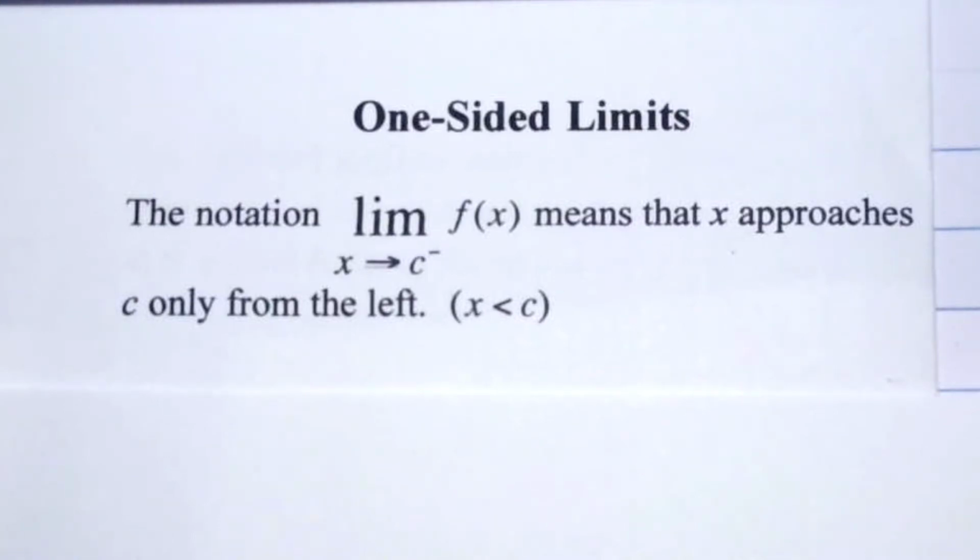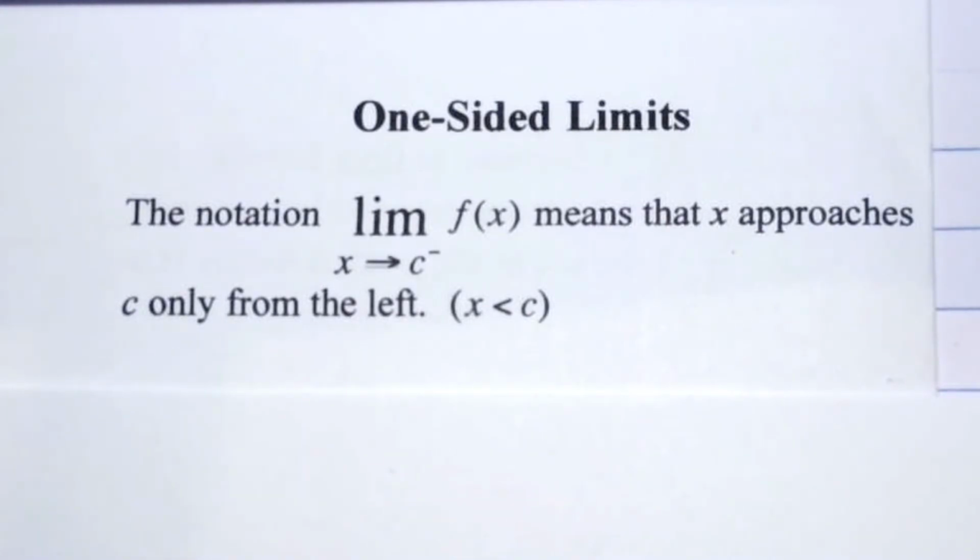In this video, we're going to talk about one-sided limits. In order for a limit to exist, the value of the function, the y value, has to approach the same value from each side. Well, what if they don't approach the same value from each side? What if they approach one value from the left and one value from the right? That's where the idea of one-sided limits comes in.